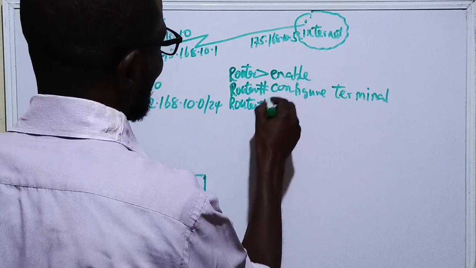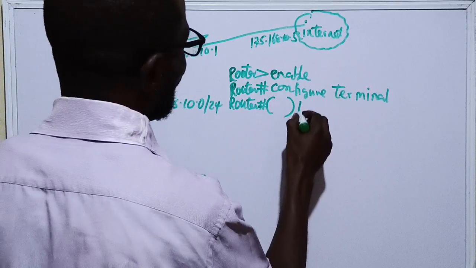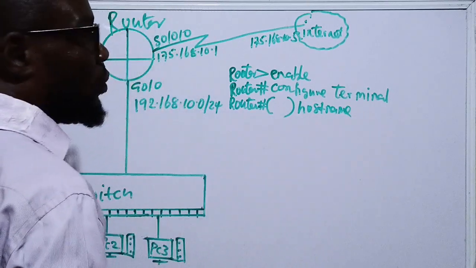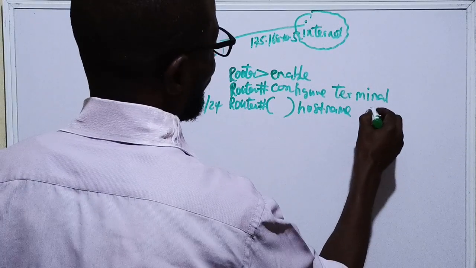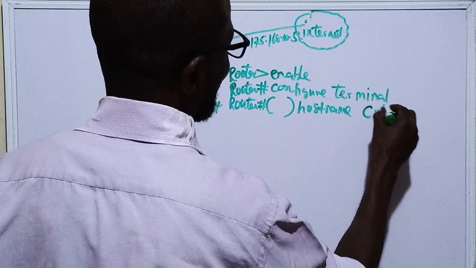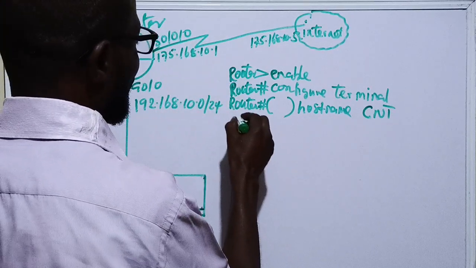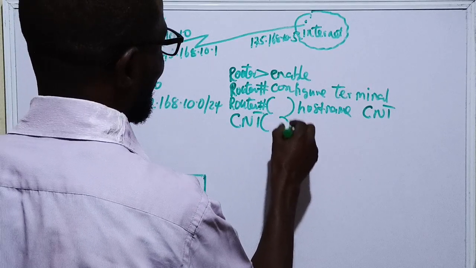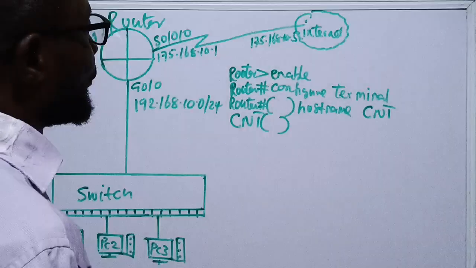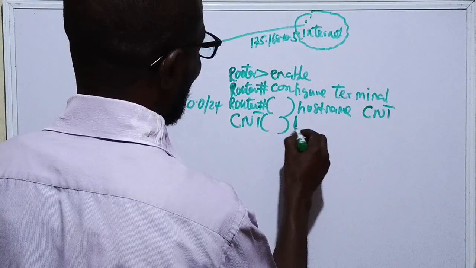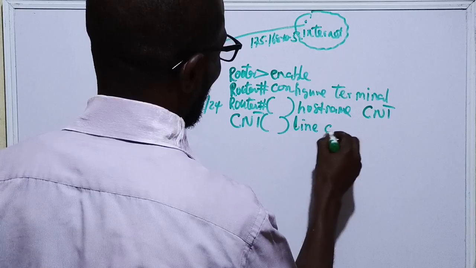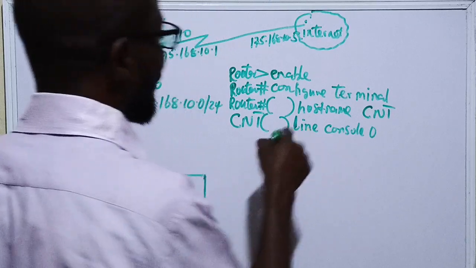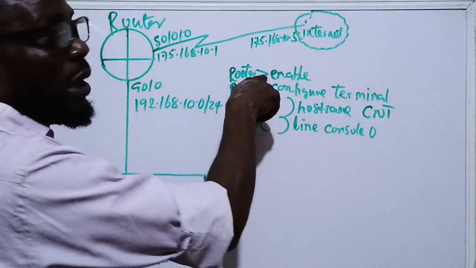This is the router's global configuration mode, where you put hostname, to name your router. Hostname, let's say computer network tutorial, CNT. Then this is what it looks like here, after naming it CNT. So you do this: line console 0. Now I want to put a password on this user mode here.